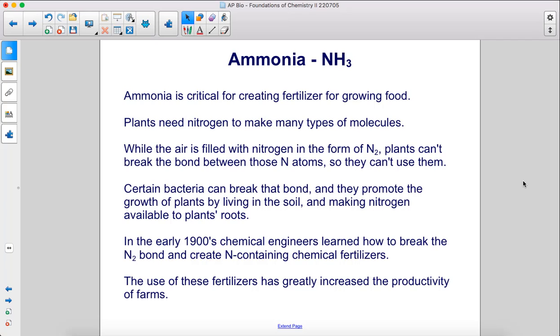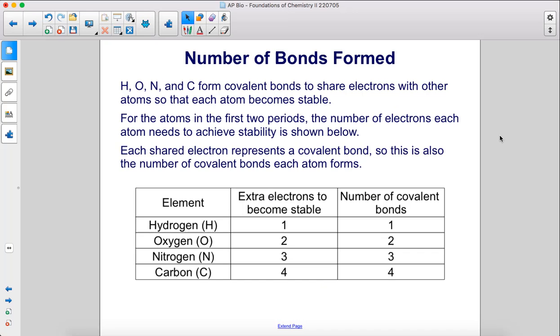In the early 1900s, chemical engineers learned how to break the N2 bond and create nitrogen-containing chemical fertilizers. The use of these fertilizers has greatly increased the productivity of farms.